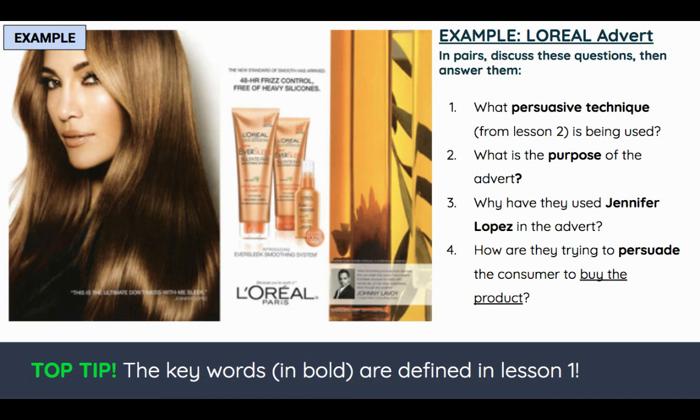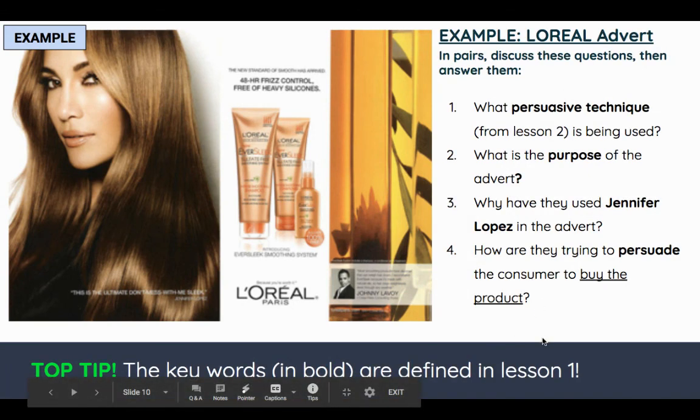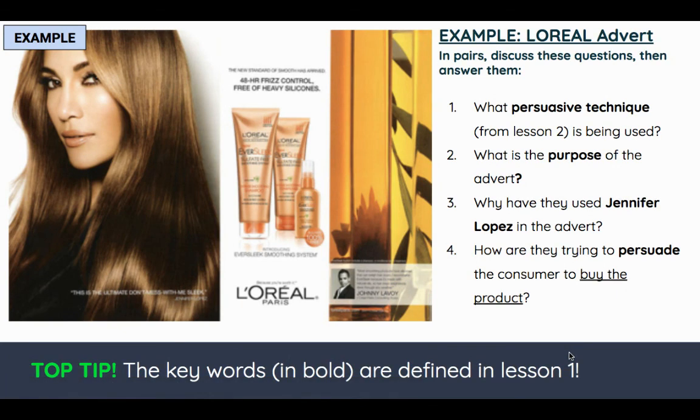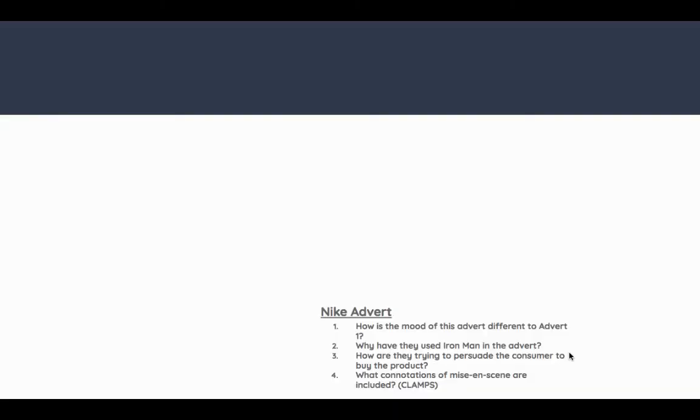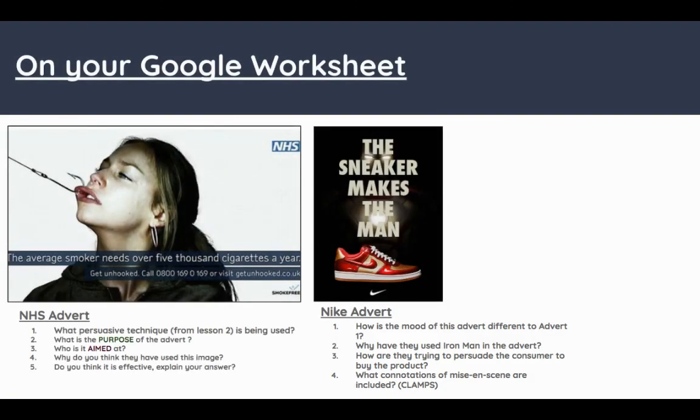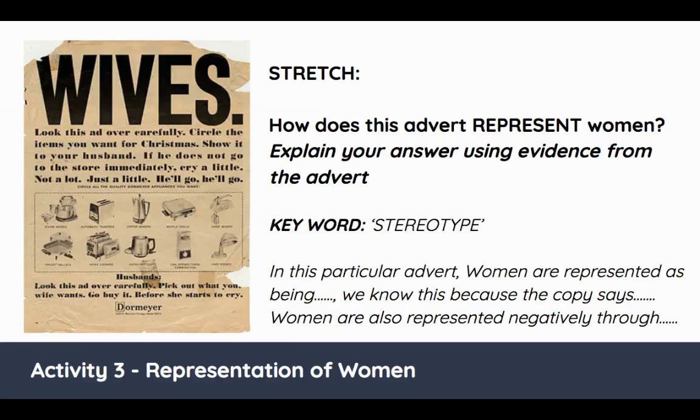So with that in mind, guys, I've only done a little bit for this advert. You're going to use similar techniques on your Google Classroom. The keywords that I've highlighted here are all defined from lesson 1. If you've completed that task, just as a top tip, you can go back and check. And as I mentioned before, you need to complete both of these on your Google Classroom today. And there's even a very simple stretch activity to refresh your memory on stereotypes. You can complete that if you want to push yourselves.